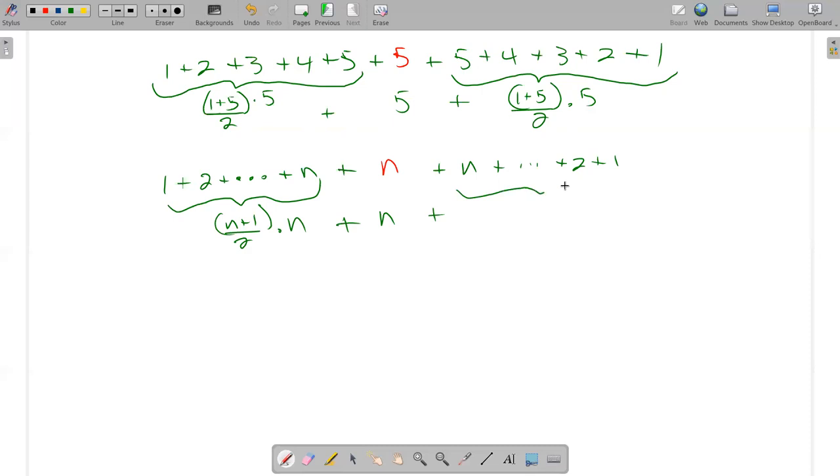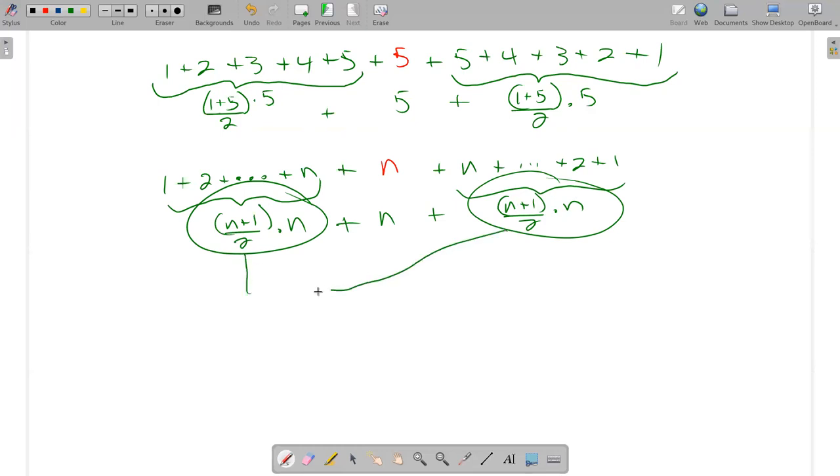And then this one right here is just going to be the same thing I started with, (n + 1)/2 × n. And then we can clean that up a little bit. We have two of these, right? So if I add those together, that's basically doubling this number. And so the doubling and the divide by 2 are going to cancel. So my claim is that those two right there add up to (n + 1) × n. And then I have this extra n to add on.